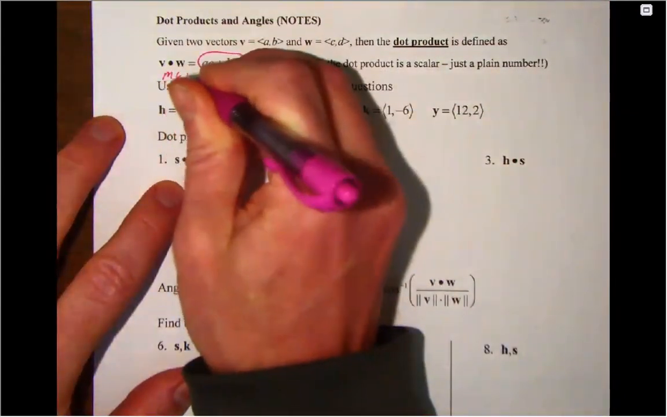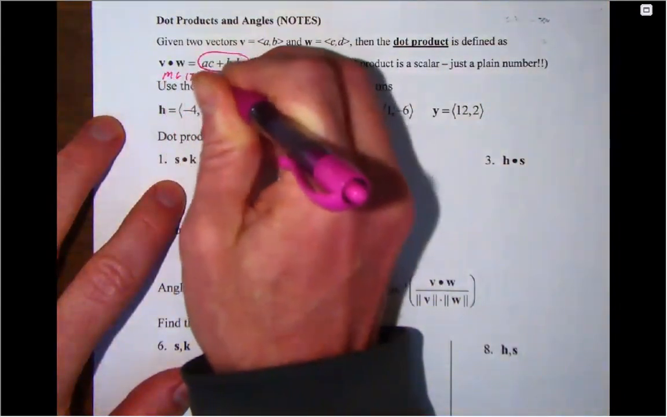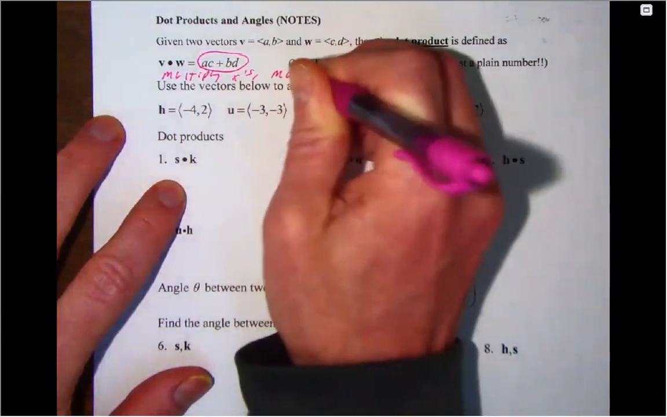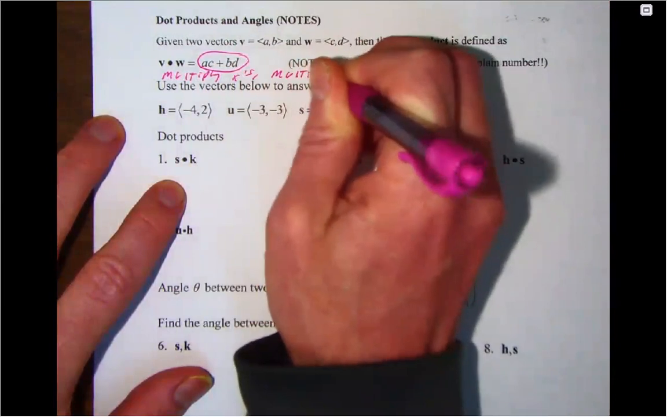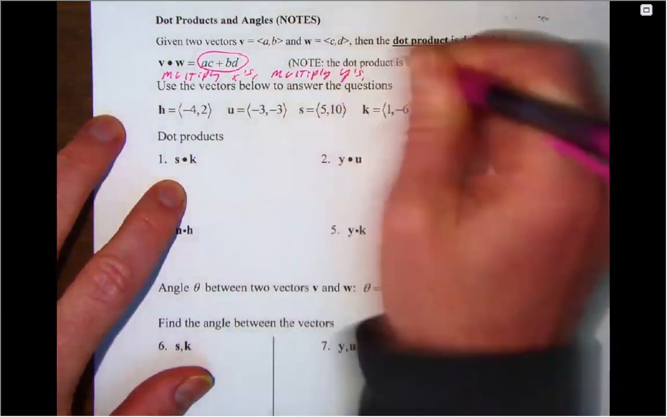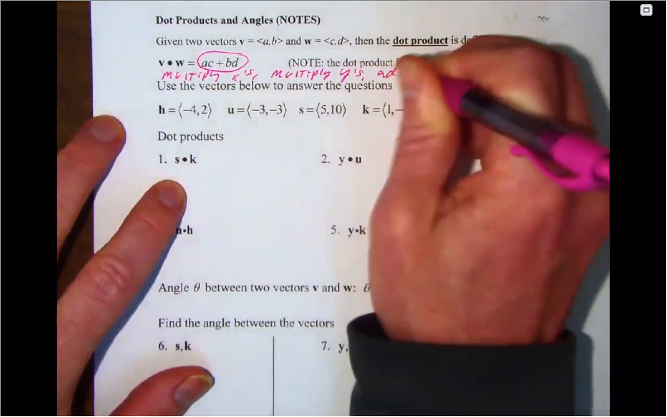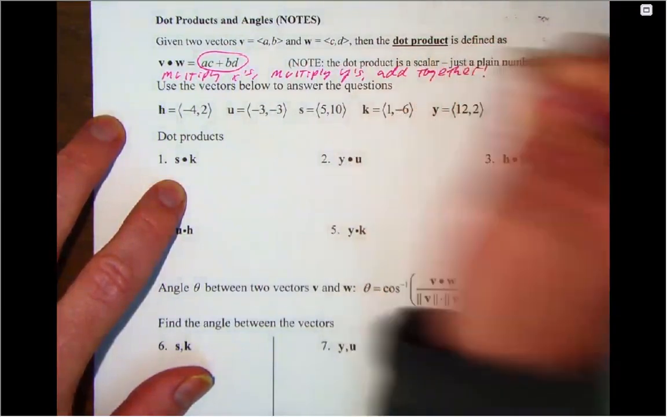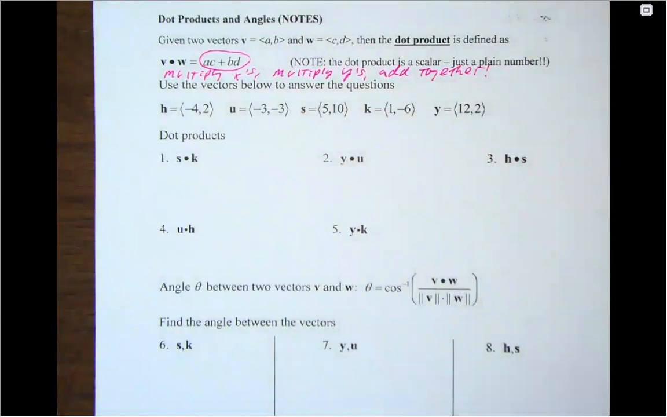So multiply the x's, multiply the y's, and add. All I can say about that is just watch your signs, watch your arithmetic, and go from there.